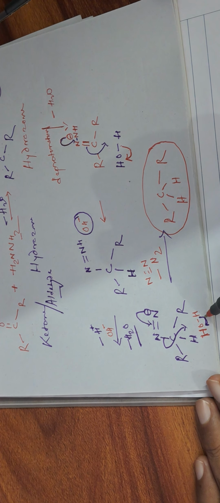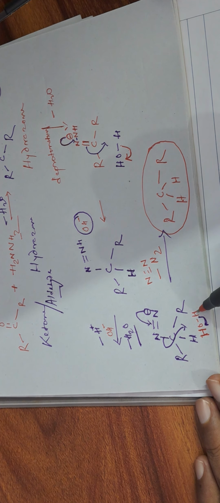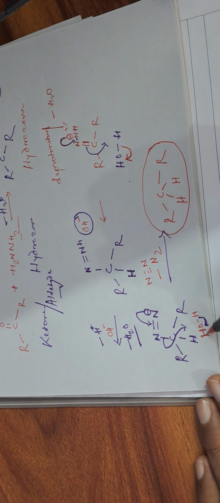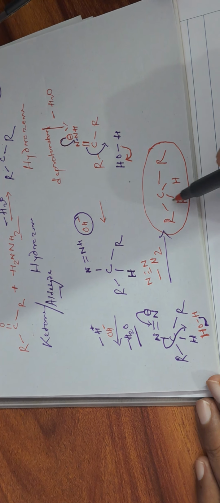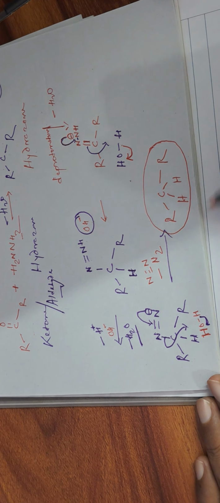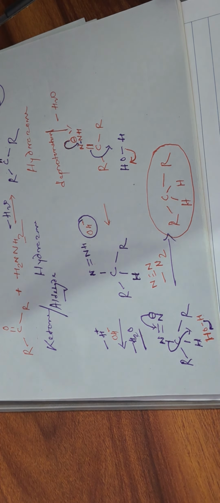So here again a water molecule is there. Through that water molecule it will try to suck up one proton, right? OH minus will get eliminated, and what will happen? This will get formed. So this is all about the mechanism of the Wolff-Kishner reaction, right?